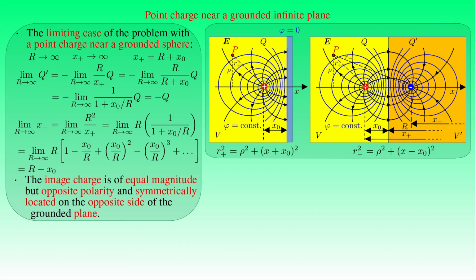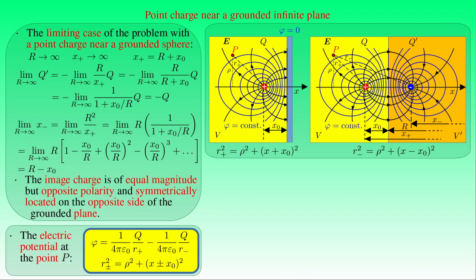As in the previous problems where the method of images is applied by introducing an image charge, the electric potential phi at the point P, given by the superposition of the Coulomb potentials of the point charges Q and Q', is equal to 1 over 4 pi times epsilon naught, times Q over r sub plus, minus 1 over 4 pi times epsilon naught, times Q over r sub minus. Here we substituted minus Q for the amount of charge Q', and the distance r sub plus or minus is equal to the square root of ρ squared plus the square of x plus or minus x naught.